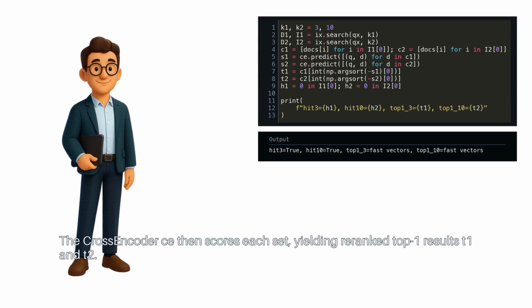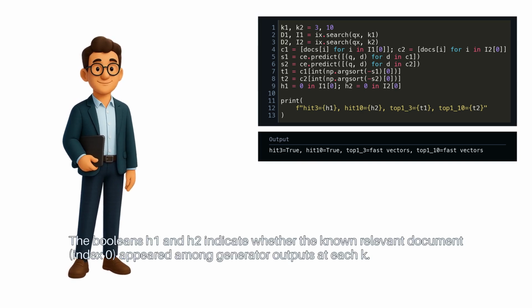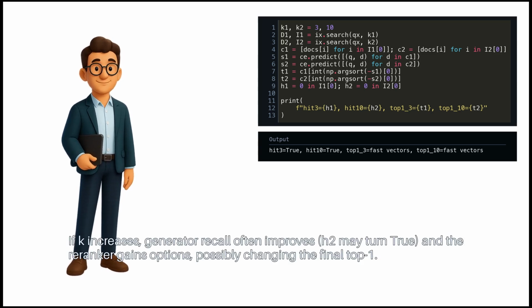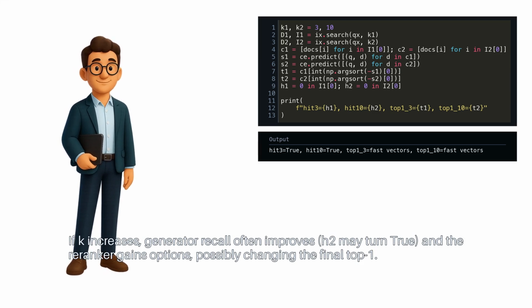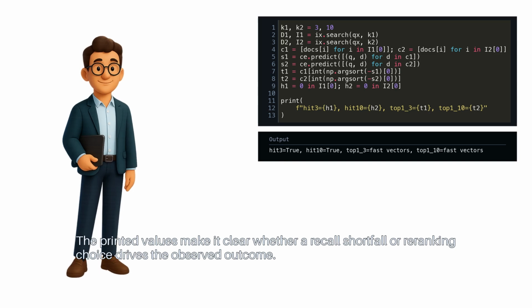The CrossEncoder CE then scores each set, yielding re-ranked top 1 results T1 and T2. The booleans H1 and H2 indicate whether the known relevant document, index 0, appeared among generator outputs at each K. If K increases, generator recall often improves, H2 may turn true, and the re-ranker gains options, possibly changing the final top 1. The printed values make it clear whether a recall shortfall or re-ranking choice drives the observed outcome.